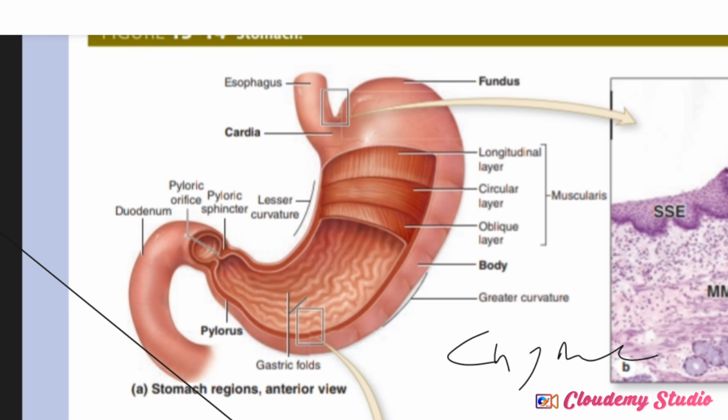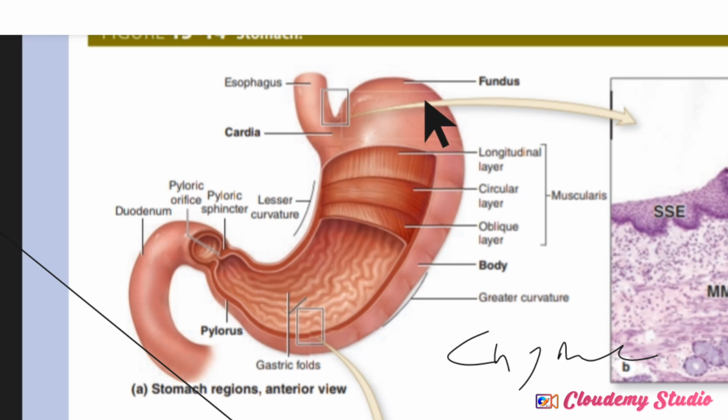Now, remember that they have their mucosa, their submucosa as well. The only thing that I need to mention here is that the muscularis externa of the stomach consists of what? Consists of three layers of muscles: the longitudinal layer, the circular layer, and the oblique layer. The outer longitudinal layer, the middle circular layer, and the inner oblique layer. So this is the inner one, this is the middle one, and this is the outer one.